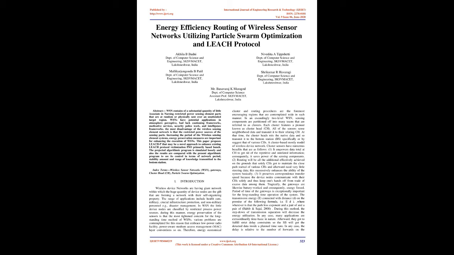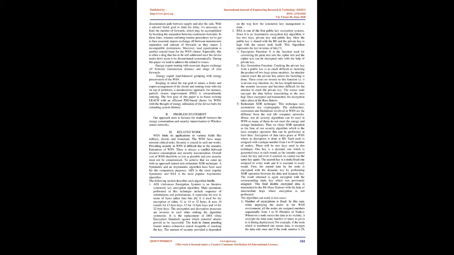Clustering sensors has numerous benefits, which are as follows. 1. It enables data aggregation at the CH to eliminate repetitive and unrelated information, consequently it saves energy of the sensing components. 2. Routing can be more effectively achieved because only CHs need to maintain the local path set up of other CHs and therefore need very little routing information. This in turn enhances the capacity of the system significantly. 3. It preserves communication bandwidth because the sensor nodes communicate with their CHs only and thus keep away from exchange of excess data among them.